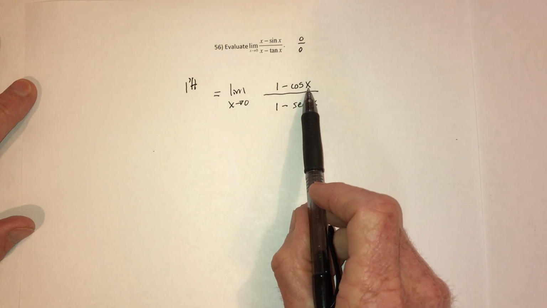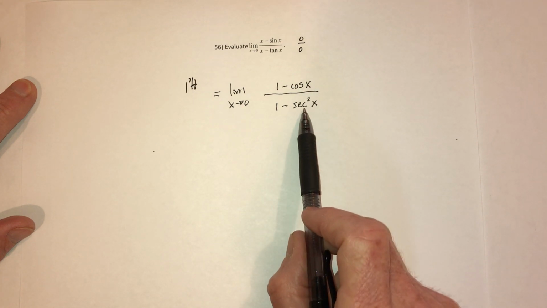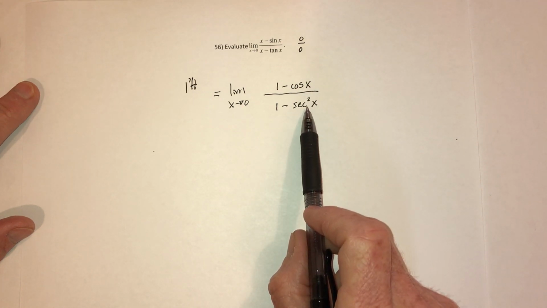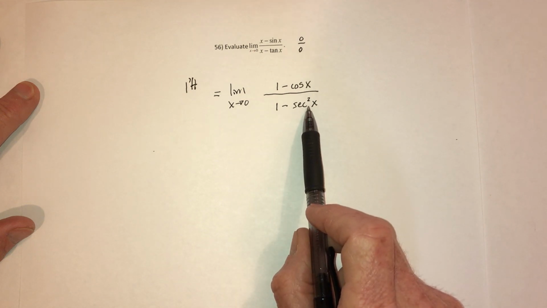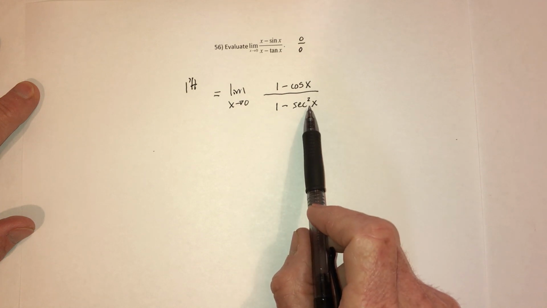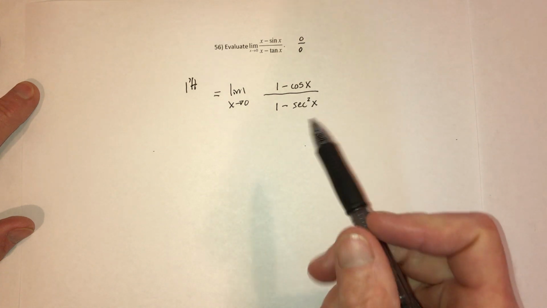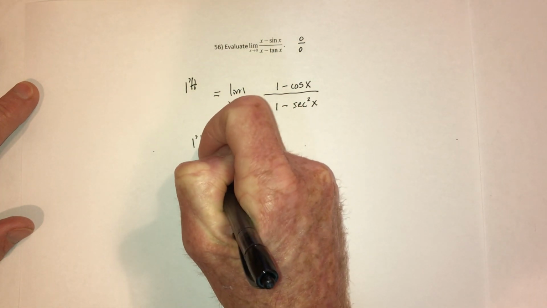Well, cosine of 0 is 1, which means the top is 1 minus 1, that's 0. Secant squared, well, that equals 1 over cosine squared. So if you plug in a 0, this would be 1 over 1 squared, and then this would be 1 minus 1. It's still 0 divided by 0. So then we could do L'Hopital's rule again, because it's still of the form 0 divided by 0.